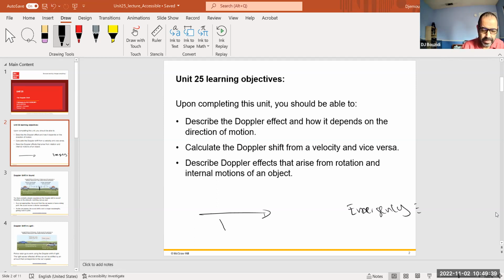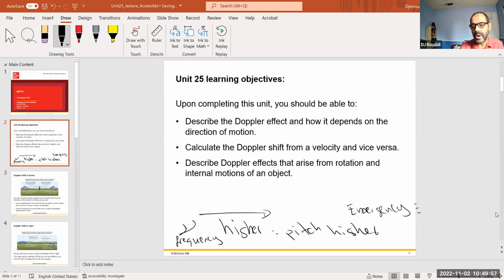If the frequency gets higher, that is the frequency. In this book, we use the Greek letter nu. So the frequency, in other words, because it's sound, we call it a pitch. So the pitch is getting higher. Then we know that the vehicle is approaching.